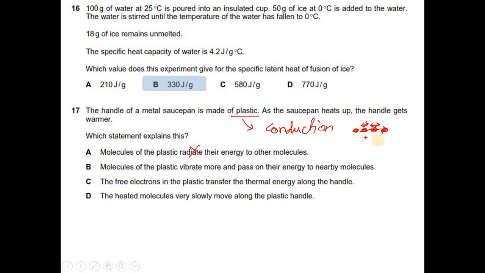So transferring energy due to collision of vibrating particles is called conduction, and that's what is happening in the plastic handle of the saucepan, because it is a solid. So your option should be B. The free electron has nothing to do with this heat transfer. The heated molecules do not move, so there is no convection going on. It's all about conduction, energy transfer due to vibration of molecules and colliding with each other. So the option is B.